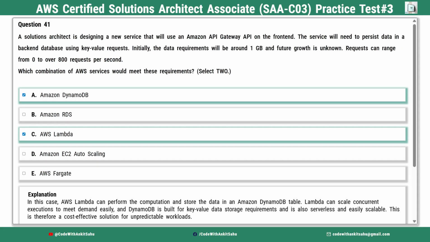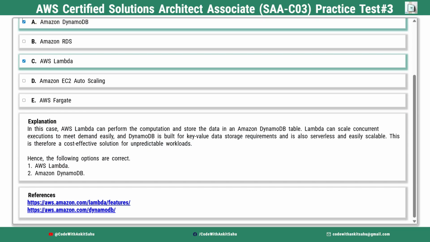Correct answer. Option A. Amazon DynamoDB. Option C. AWS Lambda. Explanation: in this case, AWS Lambda can perform the computation and store the data in an Amazon DynamoDB table. Lambda can scale concurrent executions to meet demand easily, and DynamoDB is built for key-value data storage requirements and is also serverless and easily scalable. This is therefore a cost-effective solution for unpredictable workloads. Hence, the following options are correct. AWS Lambda. Amazon DynamoDB. References.